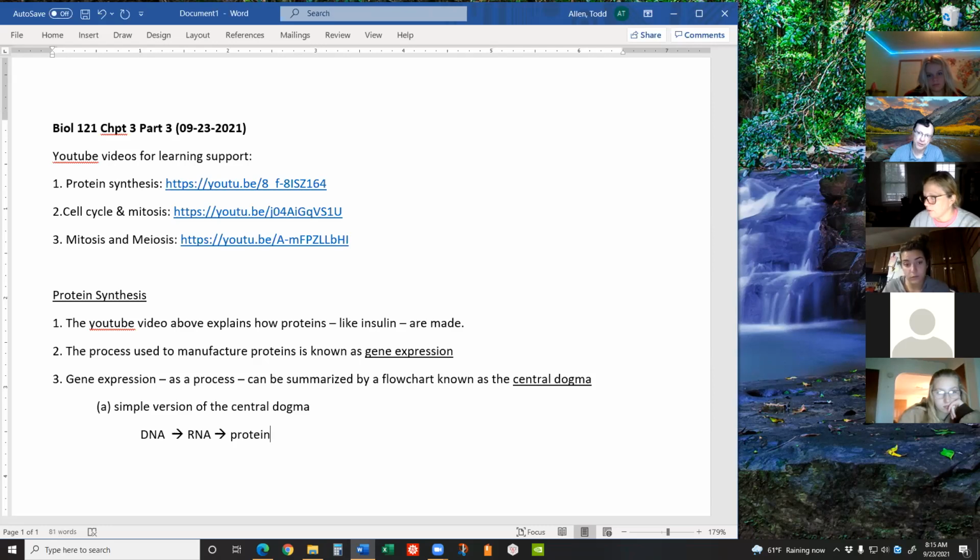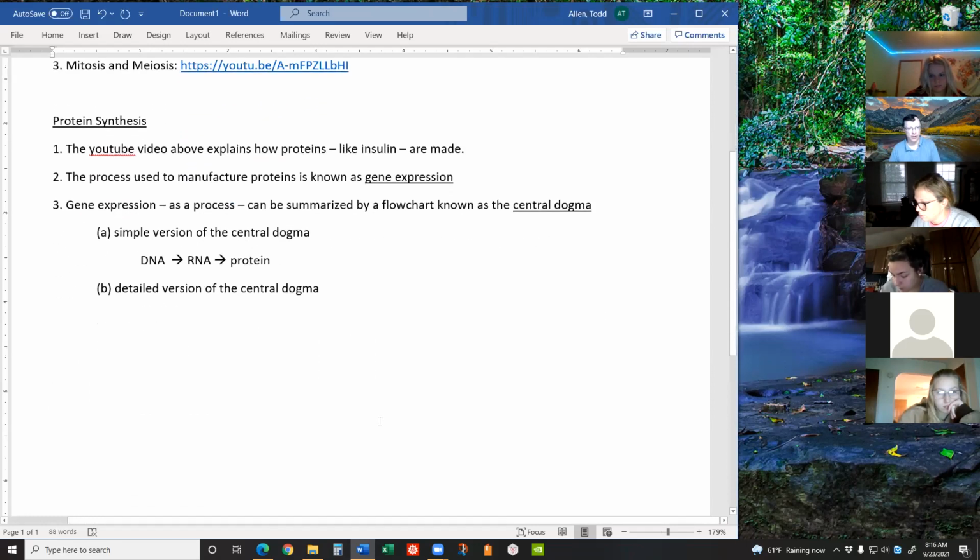How do we go from the instructions contained in the DNA to a protein like insulin or any other protein you might be interested in talking about? Okay, this is the simplistic version. Now what I want to go to you is a more detailed version. And to do this, I'm going to go to my drawing tools here because it's just easier to convey some information in a handwritten form.